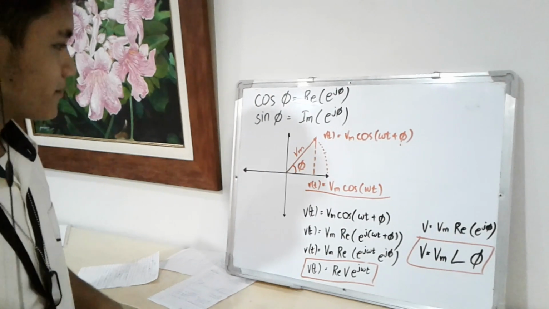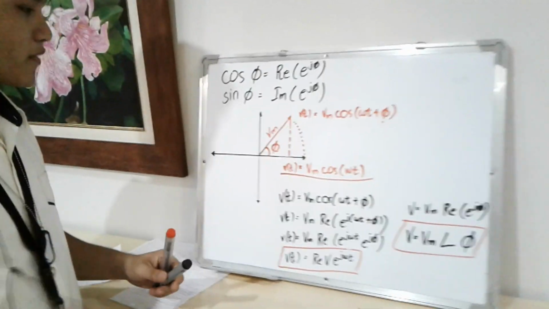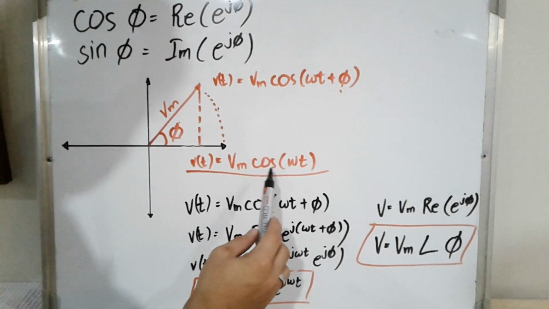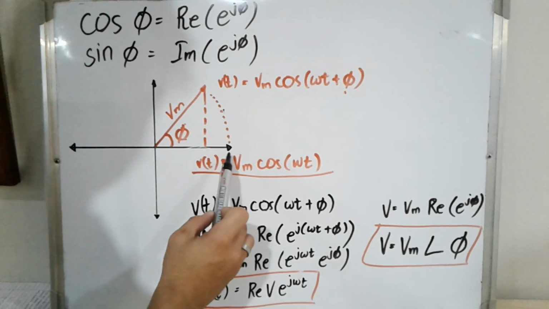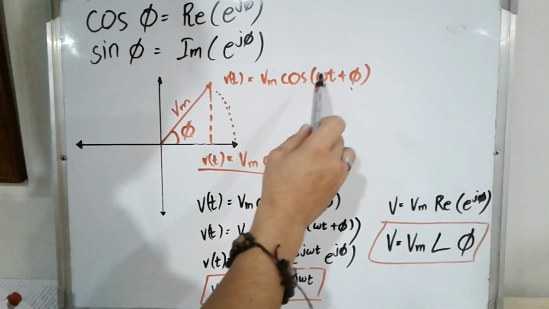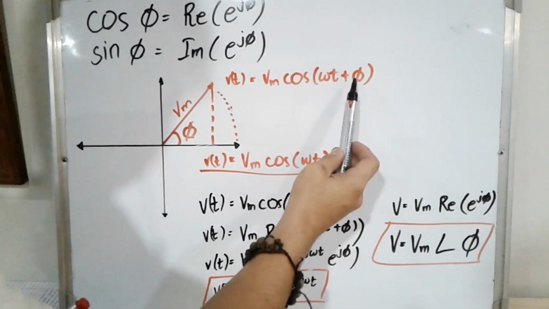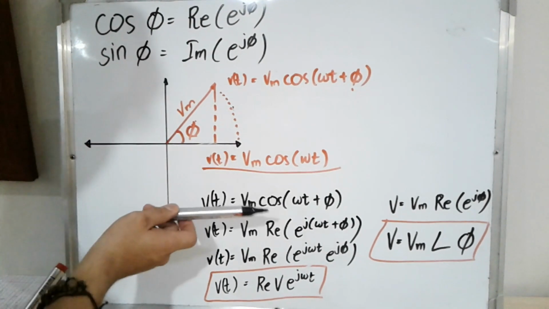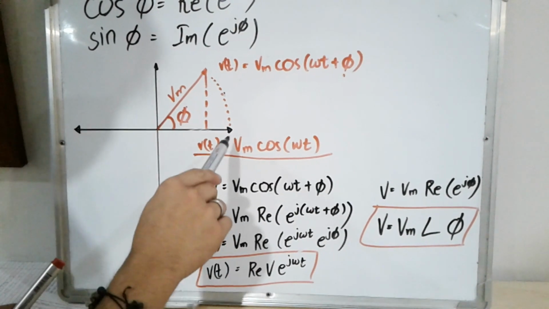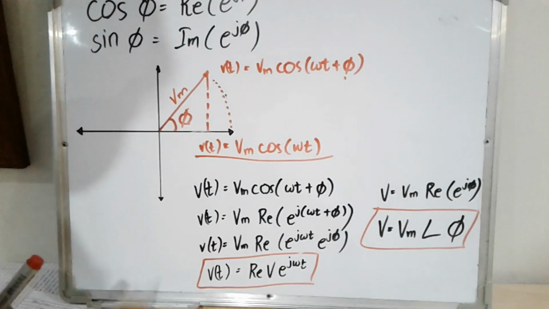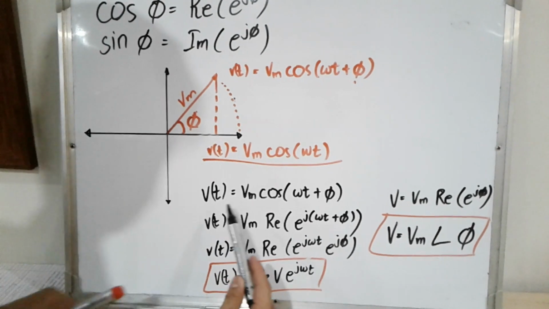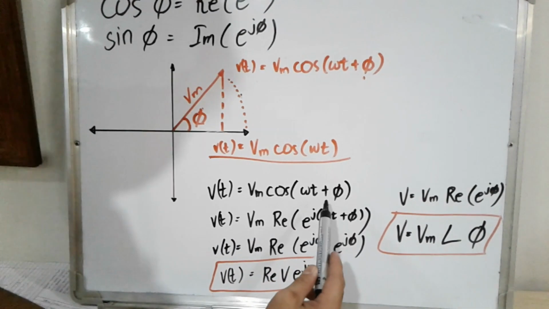To discuss further, take a look at this graph. So at this point here, v of t is equal to V max cosine omega t. So when the point reaches here, v of t is equal to V max cosine the quantity omega t plus phi. Phi here is the angle when the point moves counterclockwise, the phase leads, while in the opposite direction it lags. So take this equation: v of t is equal to V max cosine omega t plus phi.